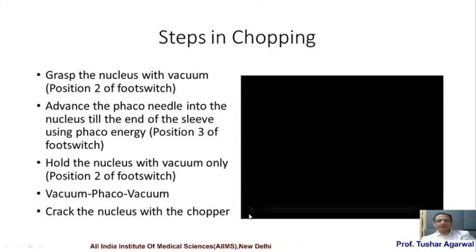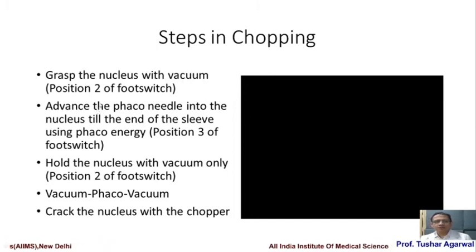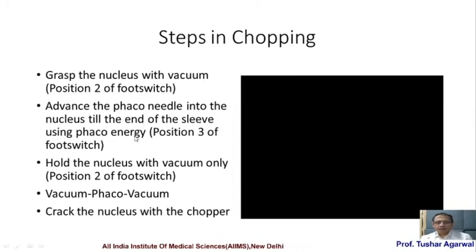So there is a series of steps which have to be used every time you chop. That is vacuum, phaco, and vacuum. These have to be done in this order. So you grasp the nucleus with vacuum, which is position 2. Once the nucleus is attached to the tip of the phaco needle, at that point you initiate phaco with position 3, and you will find that the phaco needle starts to get into the nucleus. You keep going till you reach the end of the sleeve, and then at that point you stop giving phaco but come back to position 2.